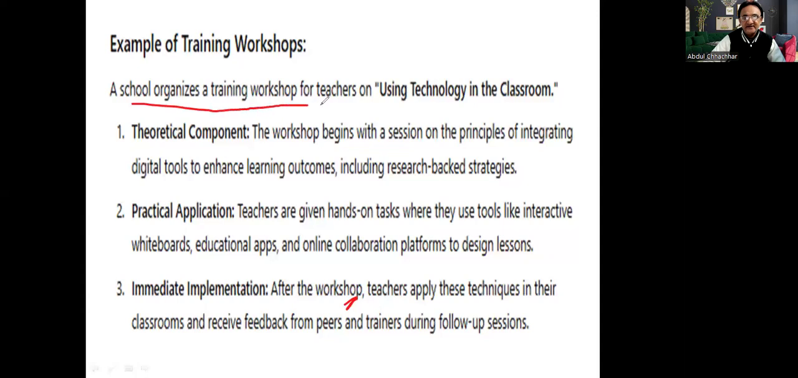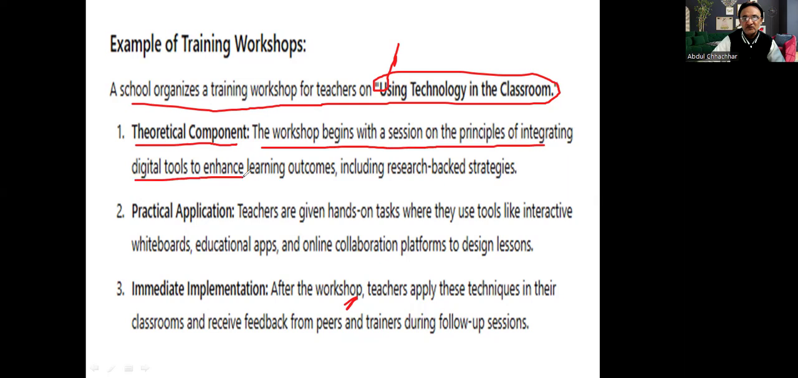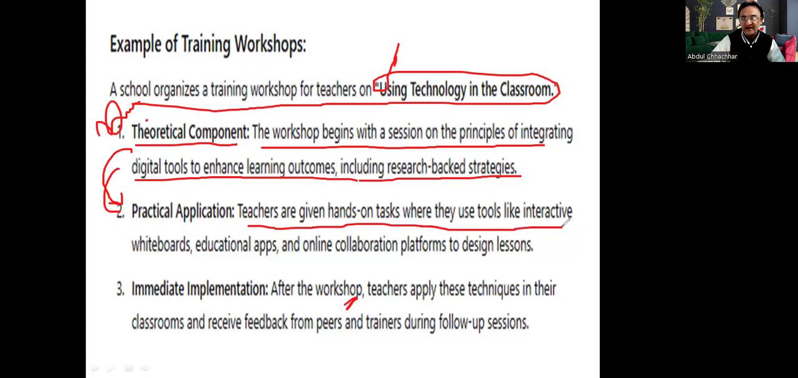So when a school organizes a training workshop for teachers on using technology in the classroom, this is one of the themes. In the theoretical component, the workshop begins with a session on the principles of integrating digital tools, learning outcomes, including research-backed ideas. However, the practical part is that we have to use it. So one is the discussion, but we have to do it, then we have to implement. So these are the two things, okay? Teachers are given hands-on activities where they use tools like interactive whiteboards, educational apps, and online collaborative tools like Zoom and Teams. So this is how they are helping to promote these skills. Immediate implementation.